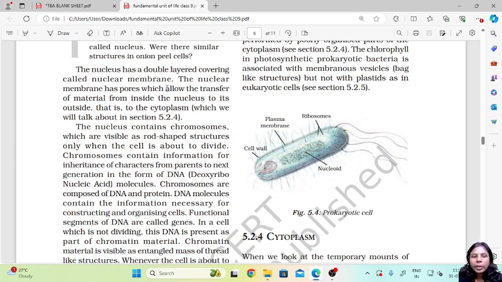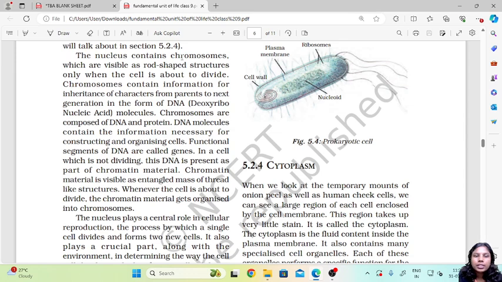Now what does this nuclear membrane do? The nuclear membrane has tiny pores, and these pores allow the transfer of material from outside the nucleus to inside of it, and to the cytoplasm, which we have already talked about in the above section. This nuclear membrane has these tiny pores or tiny holes, we can say. So whatever transfer of material is happening from inside the nucleus to outside, where we have the cytoplasm, that transfer is happening through these tiny pores on the nuclear membrane.